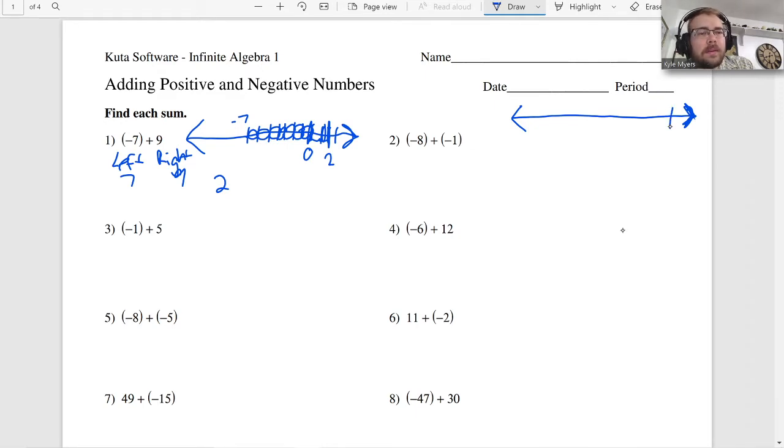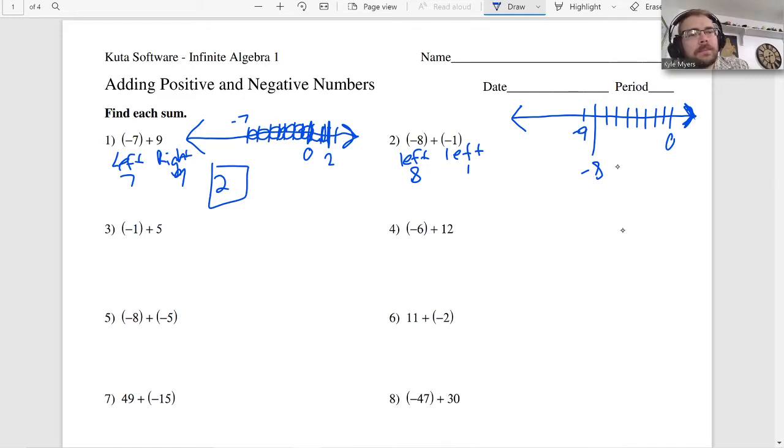So let's do it one more time here. We start at 0, and I would go left 8: 1, 2, 3, 4, 5, 6, 7, 8. That's negative 8. And then I go left again, left by 1 more, which is negative 9. Right? So the answer is negative 9.